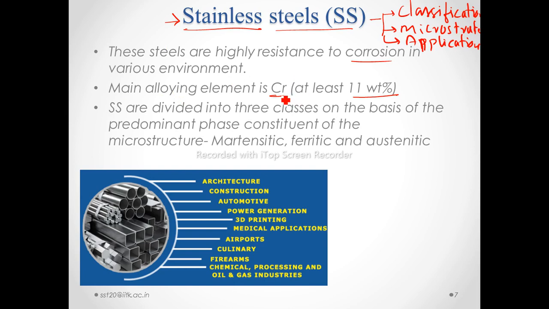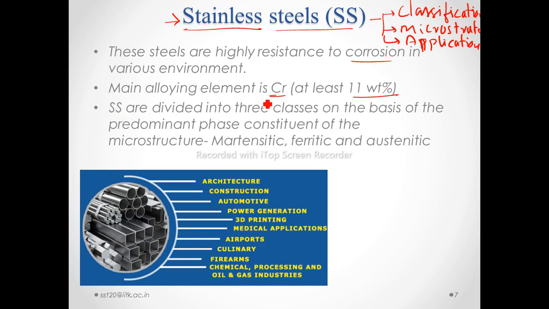Along with the chromium, we also add other alloying elements to enhance its mechanical properties. And we can also use heat treatment. By heat treatment we can get different mechanical properties, as I explained in the previous slides. Okay.